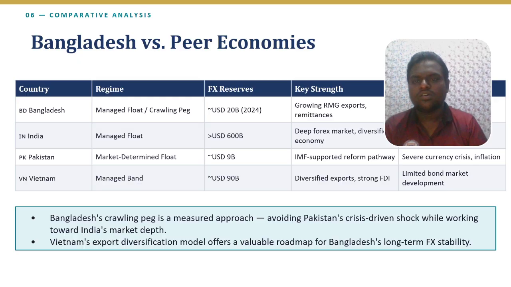This is the comparative analysis of the Bangladesh economy versus the closely related socio-economic pathways of other countries like India, Pakistan, and Vietnam. Bangladesh has a managed float or crawling peg regime, with about 20 billion in foreign reserves, and our strengths are the growing energy sector and remittances. India's foreign reserve is actually 600 billion, with deep forex markets and a diversified economy. Pakistan has approximately 9 billion US dollars in reserves, and its strength is IMF-supported reform pathways. Vietnam has a managed band regime with 90 billion in foreign reserves, and its strengths are diversified exports and strong FDI.